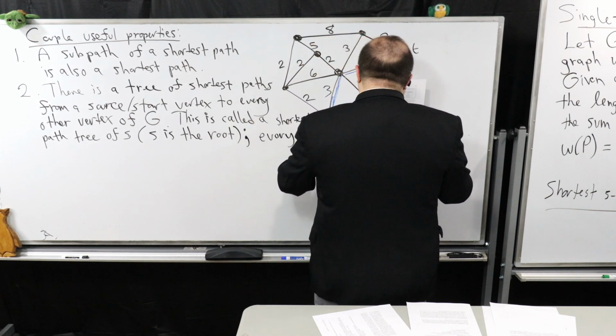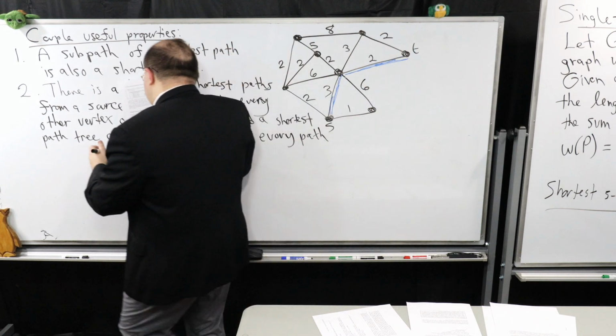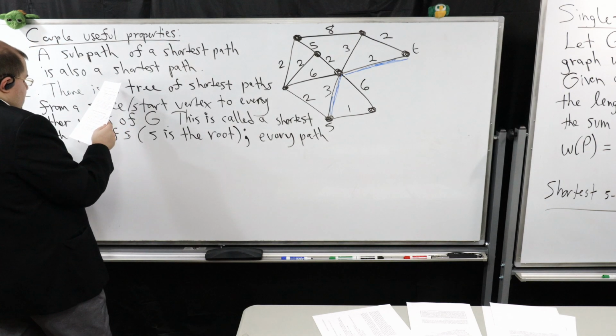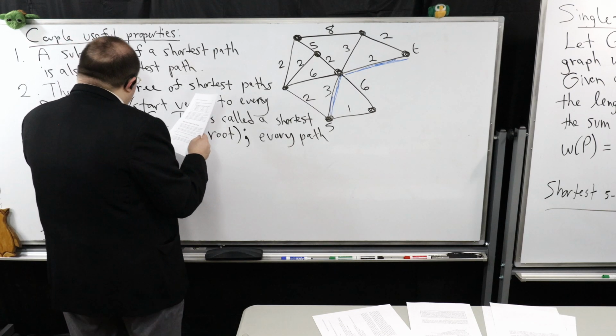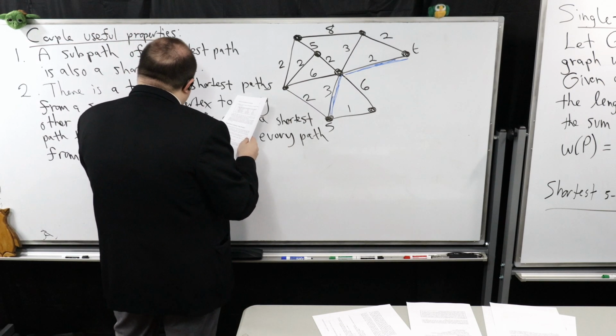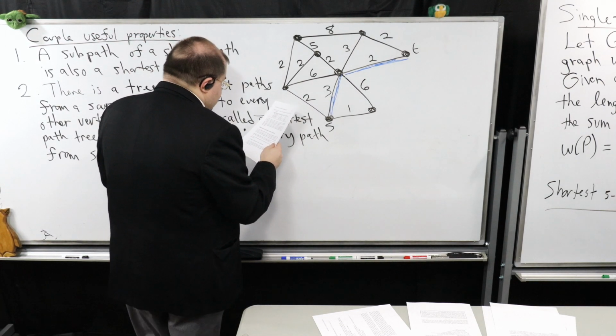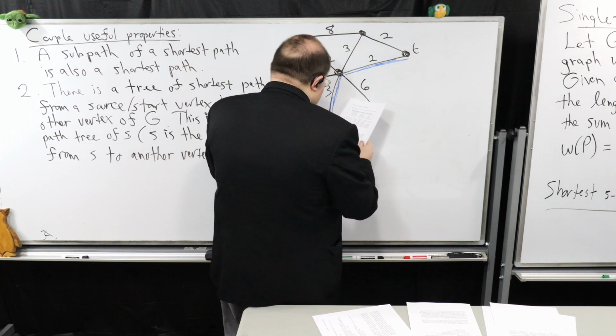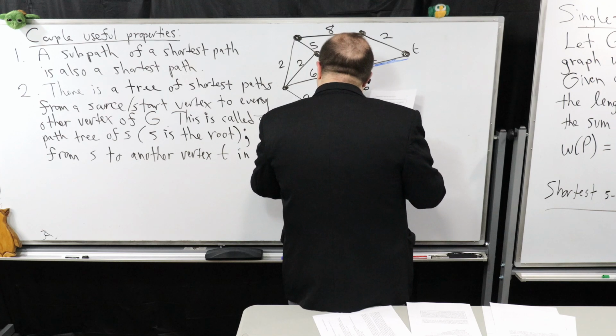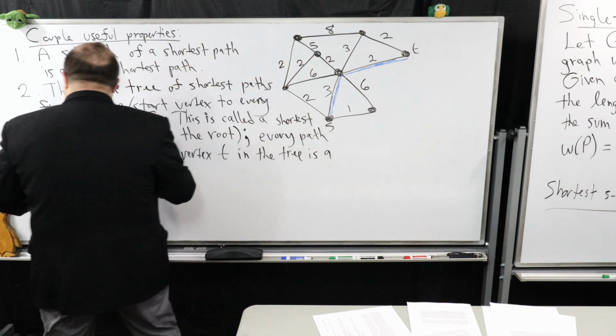Every path from S to another vertex T in the tree is a shortest ST path.